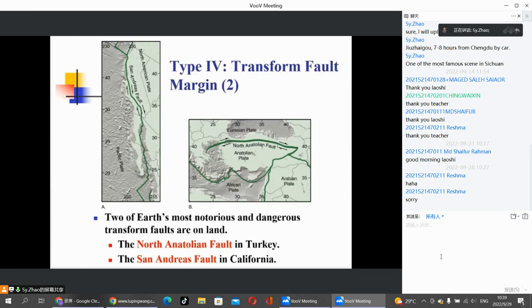And transform faults occur in several different geometries. They can connect two segments of growing plate boundaries, or one growing and one subducting plate boundary, or two subducting plate boundaries. And the North Anatolian Fault in Turkey and the San Andreas Fault in California are two of the Earth's most notorious and dangerous transform faults.